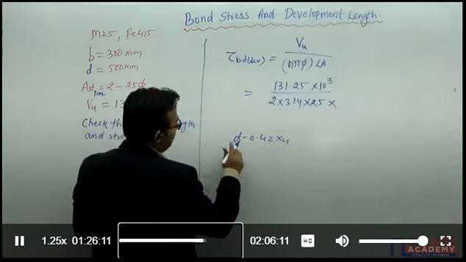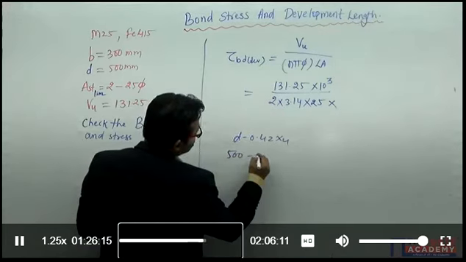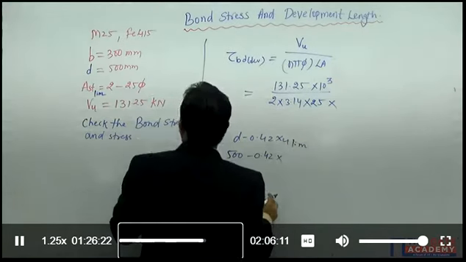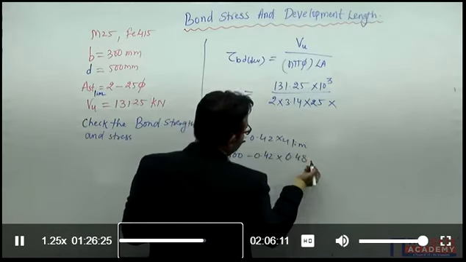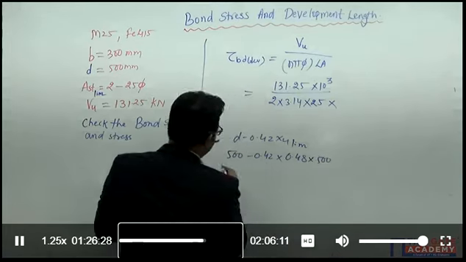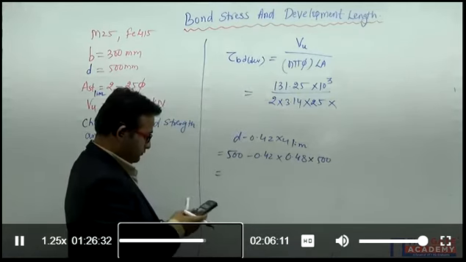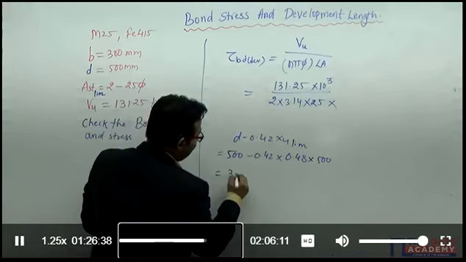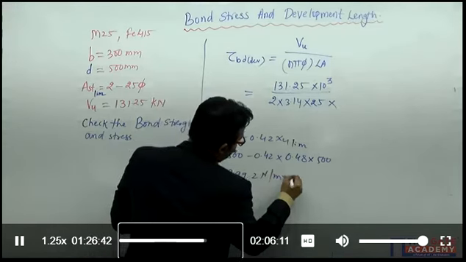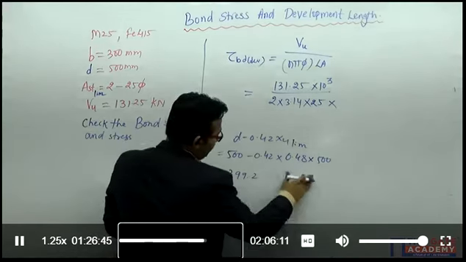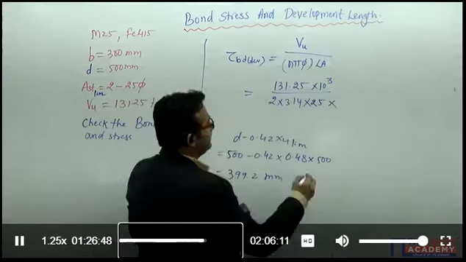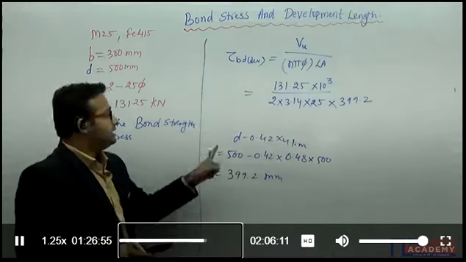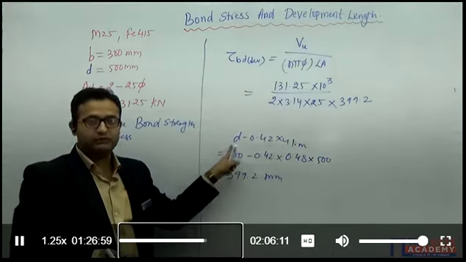So we can write here d, I know that is 500 minus 0.42 times the limiting value of Xu, which I can take easily. Xu limit for Fe415 is 0.48 into d, and d is again 500. So here I am getting the lever arm equal to 399.2 mm. Oh sorry, it is a lever arm, so it will be in mm. This lever arm I can write here, it is 399.2. In this way I have calculated the lever arm, suppose, with the limiting value.